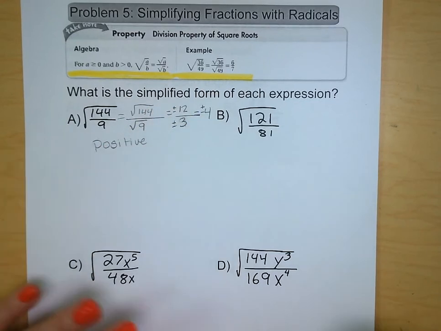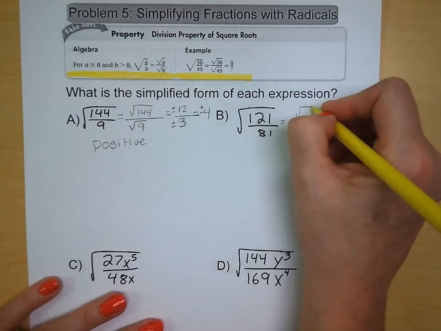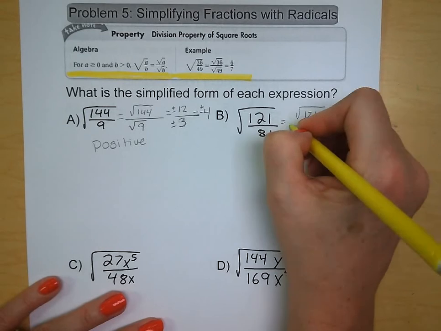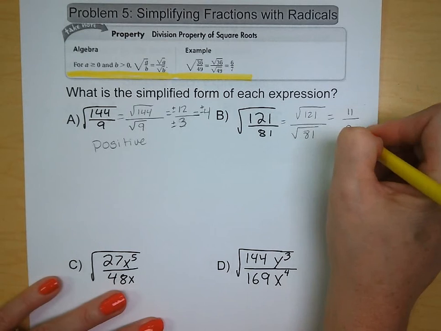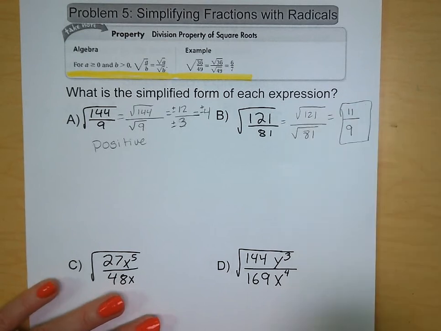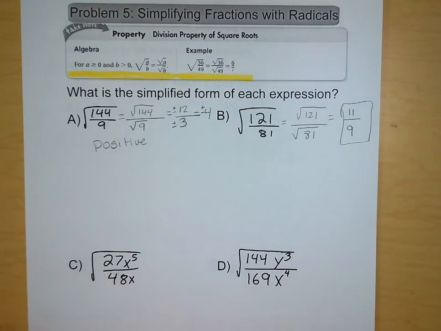Okay. So we've got the square root of 121 over the square root of 81. Square root of 121 is 11. Square root of 81 is 9. Those are perfect squares you should remember.